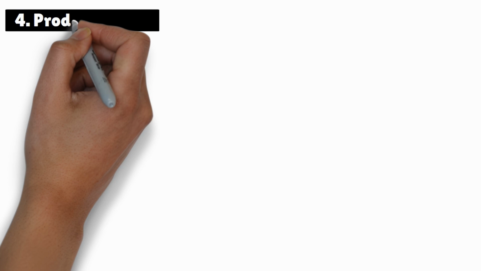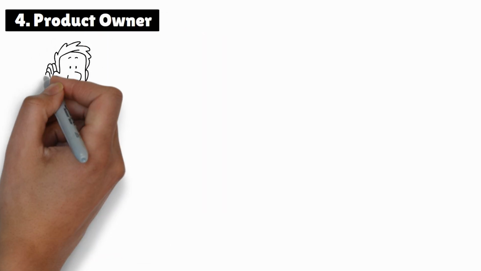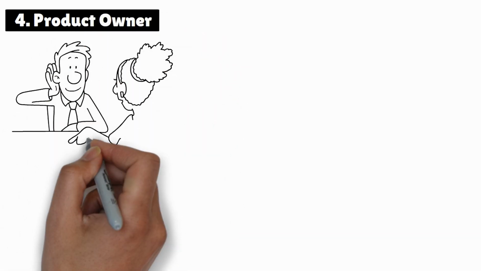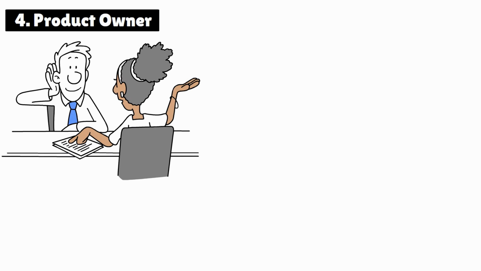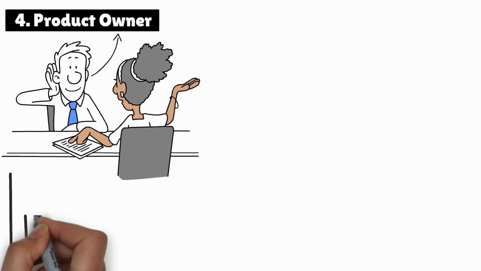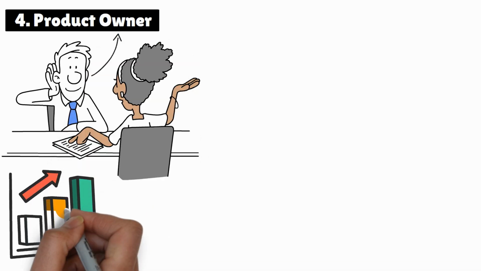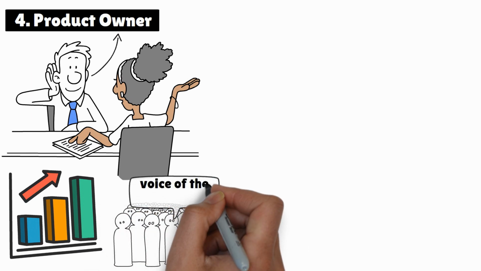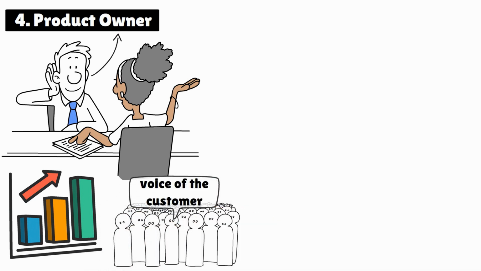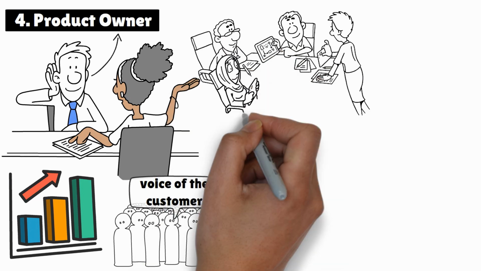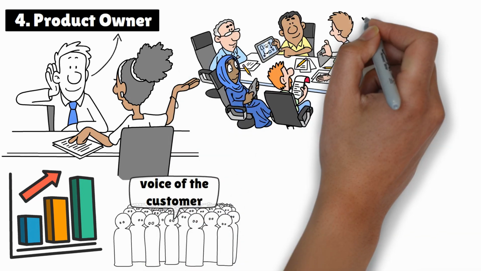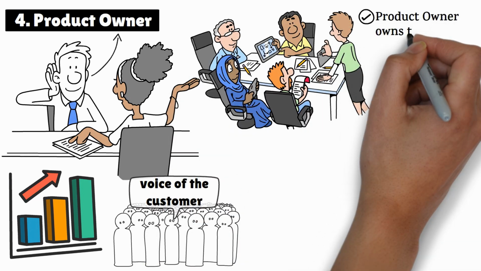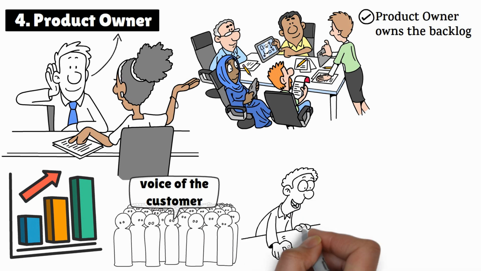Speaking of product owner, it is the 4th term on our list. The product owner is one of the most crucial roles in Agile. This person is responsible for maximizing the product's value by managing the product backlog and representing the voice of the customer. Acting as the main link between the team and stakeholders, the product owner owns the backlog and decides what the team should work on next based on the customer's needs.